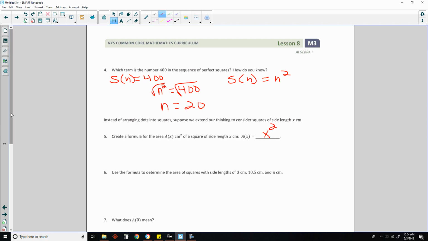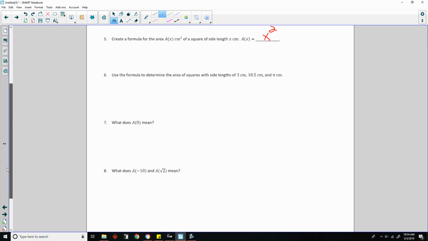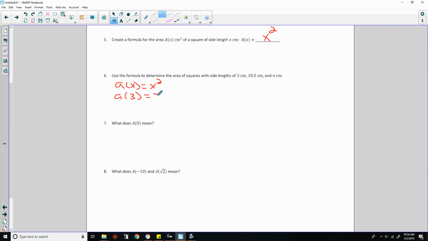Use the formula to determine the area of squares with side lengths of 3 centimeters, 10.5 centimeters, and pi centimeters. So I would say a of x equals x squared. A of 3 equals 3 squared. So therefore a of 3 equals 9. And since they were centimeters, the area is now centimeters squared. So a of x equals x squared.